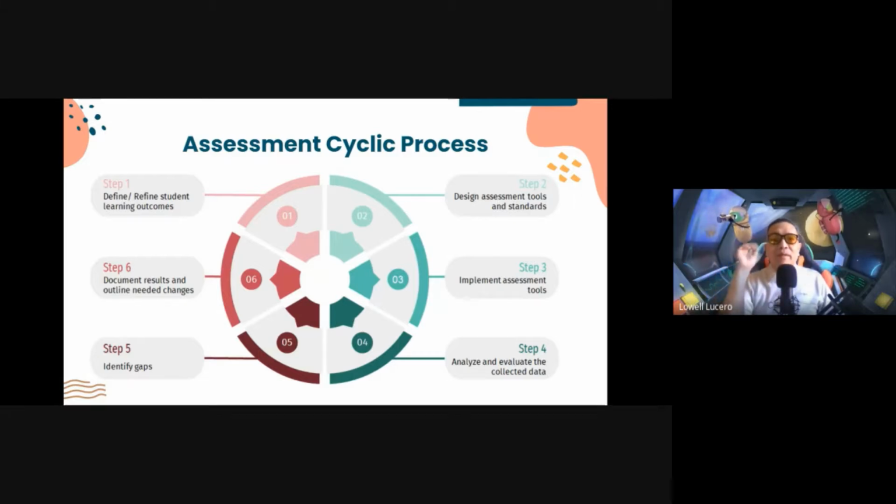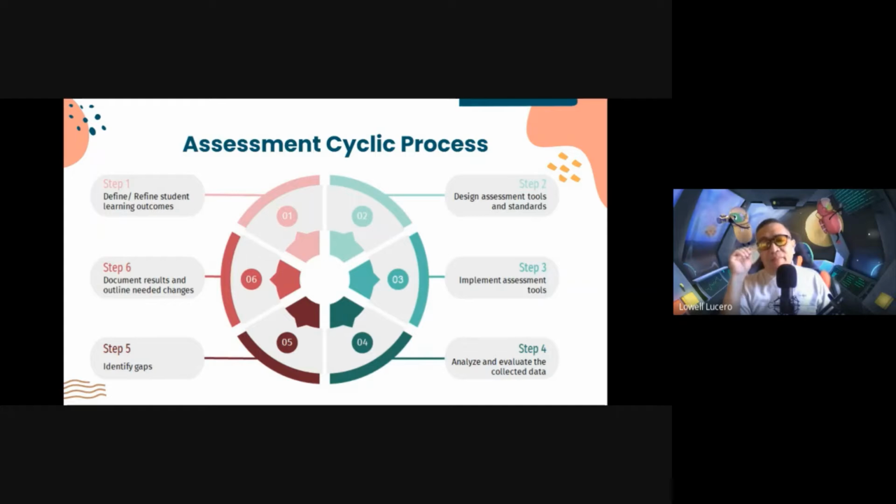Then step three is, of course, you implement the assessment tools. To implement is to gather evidence of student learning. This is where it helps you improve your teaching skill and at the same time improve student learning. So it's a win-win process. You're improving your teaching skills because you will become teachers soon, and you're also helping your students improve their learning.